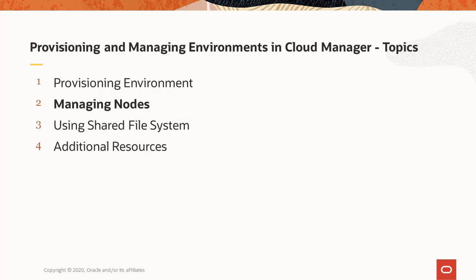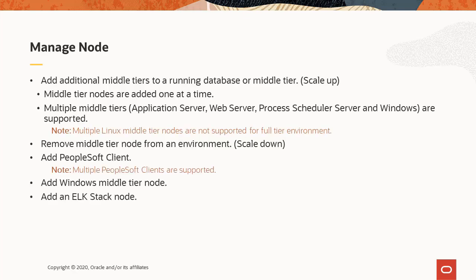Cloud Manager supports on-demand scaling in OCI, which is the ability to scale up or down horizontal scaling by adding or removing nodes to an active running PeopleSoft environment as necessary. You can scale up an environment by adding additional middle tiers to a running database or middle tier. Middle tier nodes are added one at a time. Multiple middle tiers, Application Server, Web Server, Process Scheduler Server, and Windows are supported. Note that adding and removing Linux middle tier nodes is not supported for full tier environments.